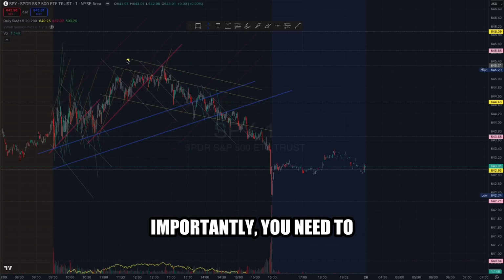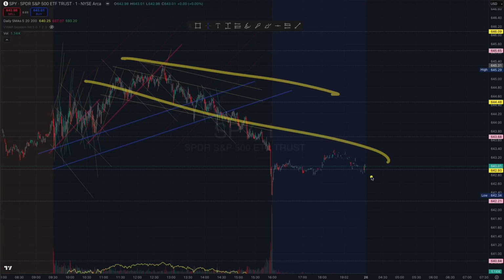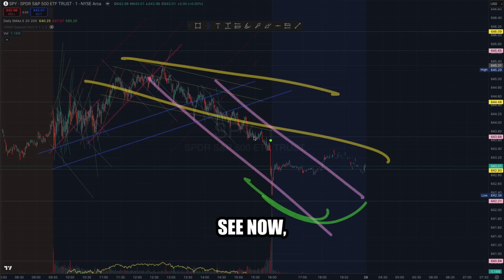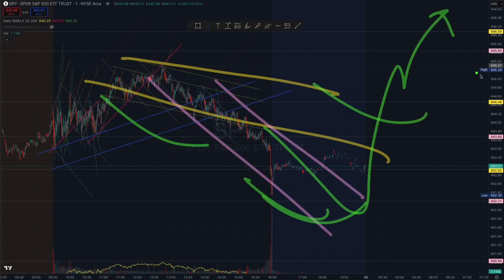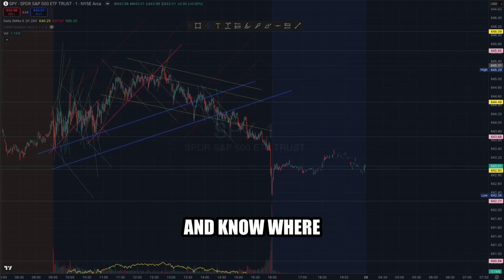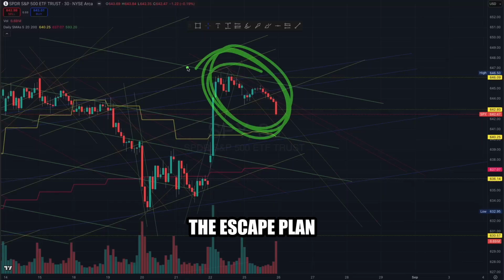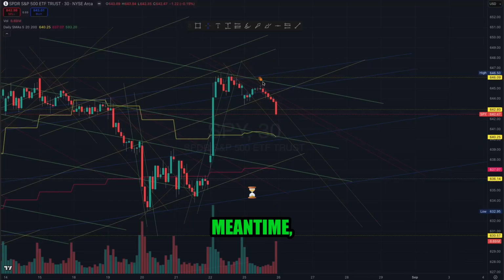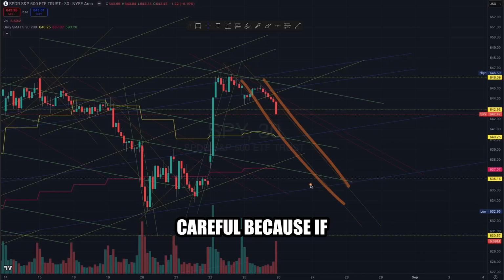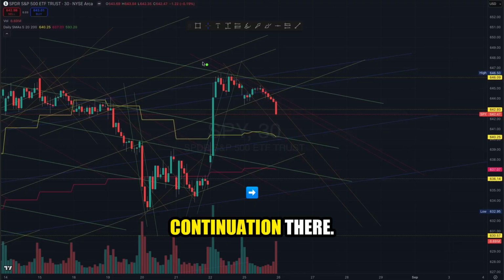Now, more importantly, you need to understand where this liquidity is coming from. Now, if the selling is still within that pink here, you see, can this absolutely happen? Yeah, from 644. So you got to pay close attention and know where the escape plan for the bulls is. But in the meantime, you just got to be careful, because if we are selling still in that orange, you just got to be more mindful about that selling continuation there.